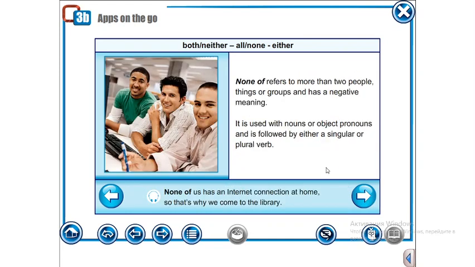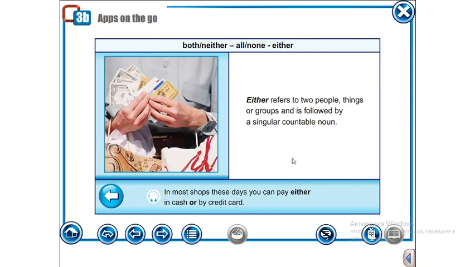None of refers to more than two people, things, or groups and has a negative meaning. It is used with nouns or object pronouns and is followed by either a singular or plural verb. None of us has an internet connection at home, so that's why we come to the library. Either refers to two people, things, or groups and it is followed by a singular countable noun. In most shops these days you can pay either in cash or by credit card.